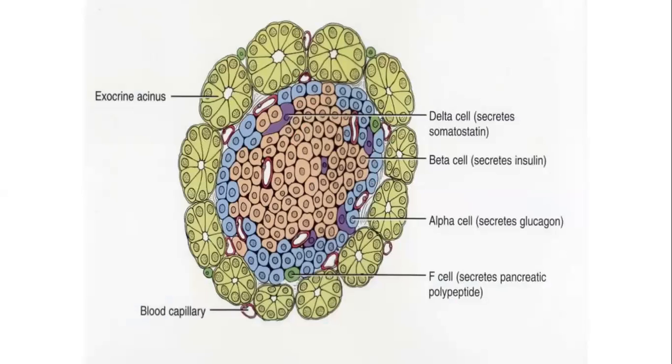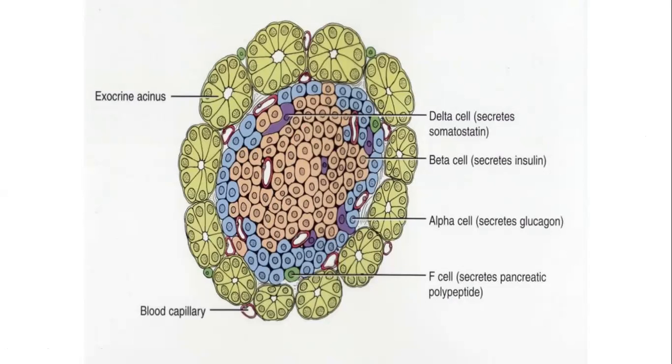Here you can see alpha cell, beta cell and delta cell. The alpha cells secrete glucagon, shown in this separate color. Beta cells are shown in a separate color and secrete insulin. These delta cells secrete somatostatin. So these are the cells of the islets of Langerhans.